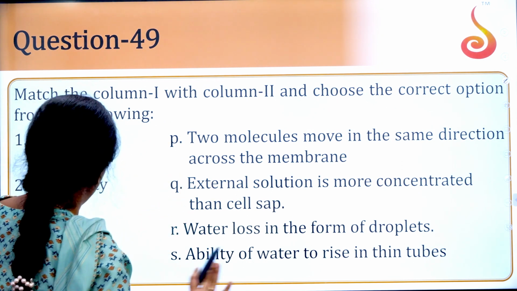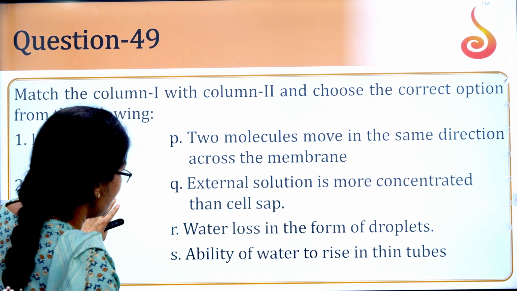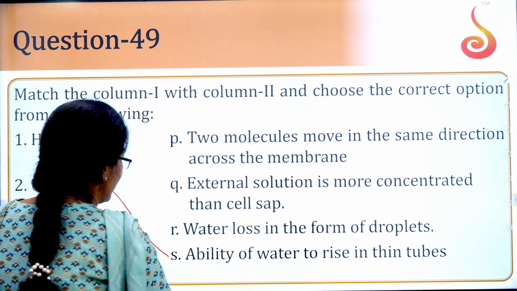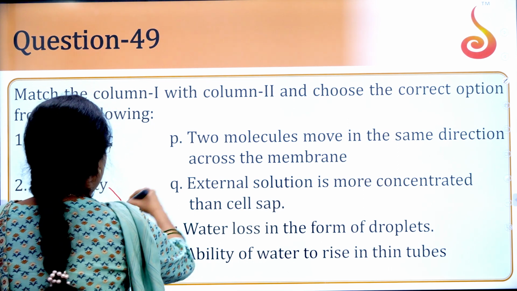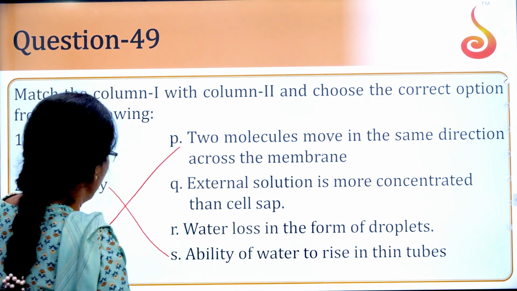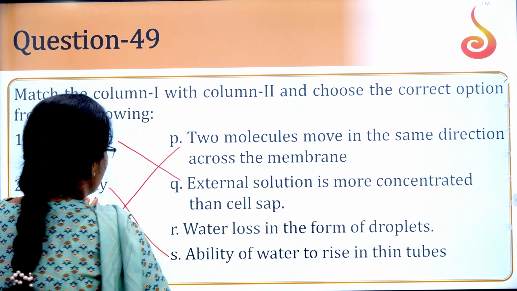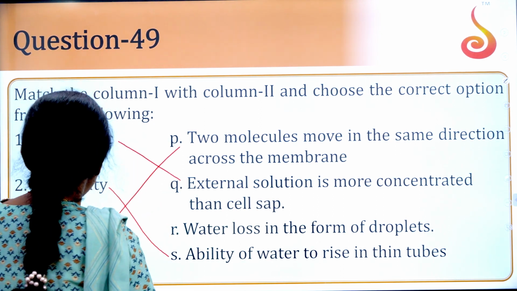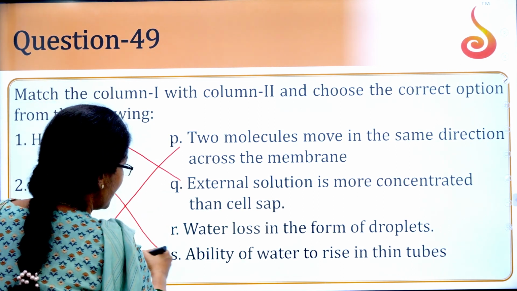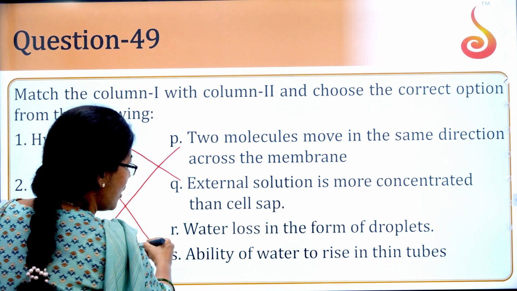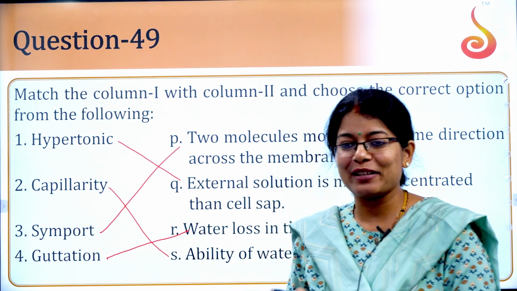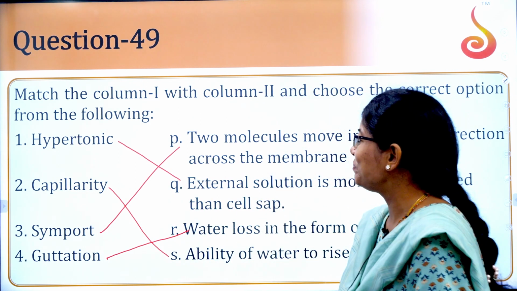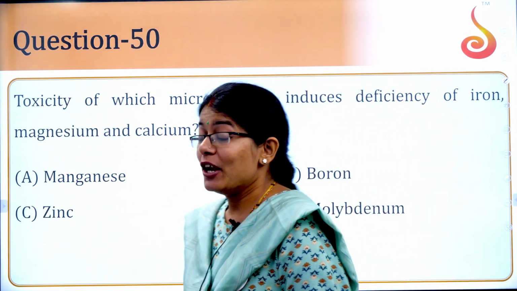Okay, match column 1 with 2. Hypertonic. Let me go to the very simplest one. Capillarity, water raising in thin tubes. Symport, same direction. Sym means same. Hypertonic, external solution more concentrated than cell sap. Left out is guttation. Hydatodes, guttation: water loss in the form of droplets. You match. I have given the match and you are going to find out whether it is A, B, C or D. Okay, next one.